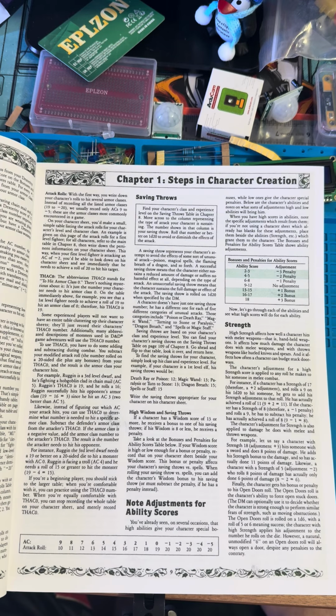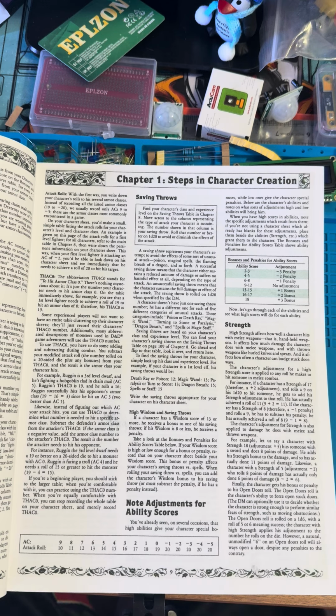THAC0. The abbreviation THAC0 stands for to-hit armor class 0. There's nothing mysterious about it. It's just the number your character needs to roll to hit armor class 0. On the table immediately above, for example, you see that a first level fighter needs to achieve a roll of 19 to hit an armor class of 0. Therefore, his THAC0 is 19.